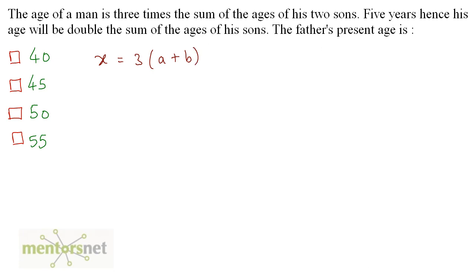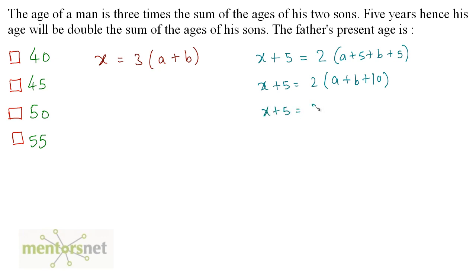Now 5 years hence, his age will be double the sum of the ages of his sons. So 5 years hence, his age, x plus 5, will be equal to double the sum of the ages of his sons. So we have x plus 5 is equal to 2 times a plus 5 plus b plus 5, that is 2 times a plus b plus 10, and taking the 10 outside, we have 20.